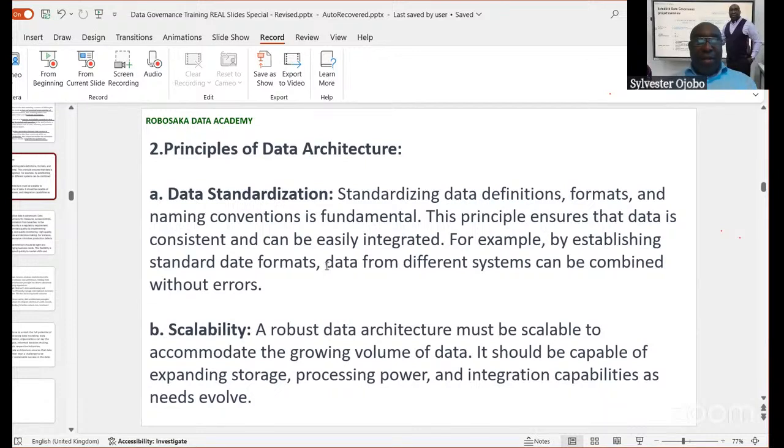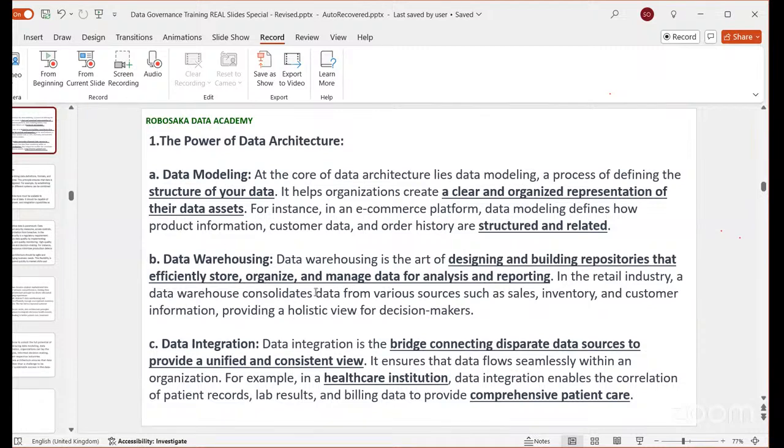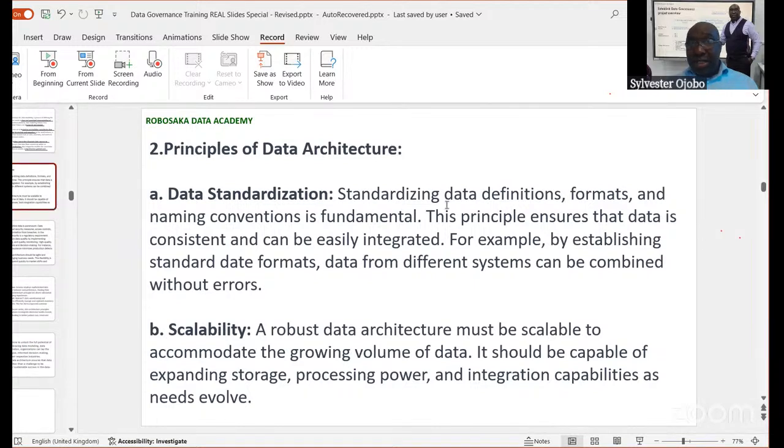All right. What are the principles of data architecture? We already have the power at play right here: modeling, warehousing, and data integration. But what are the principles? The principle is standardization. You have to standardize the formats, and naming convention is foundational. For example, John Smith has to be John Smith throughout, John being the first name, Smith being the surname. So if you want to put Omo, Agege is the surname, and you now put Agege first before the surname, the standardization is wrong already.